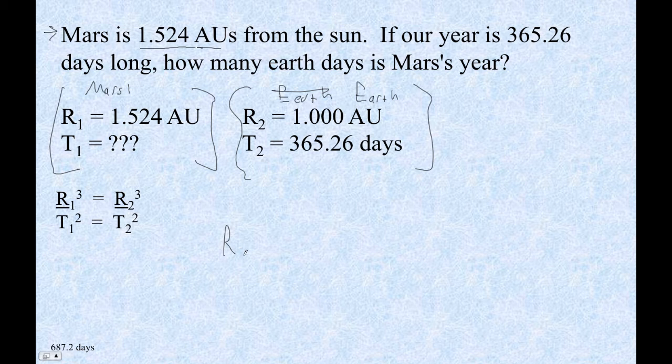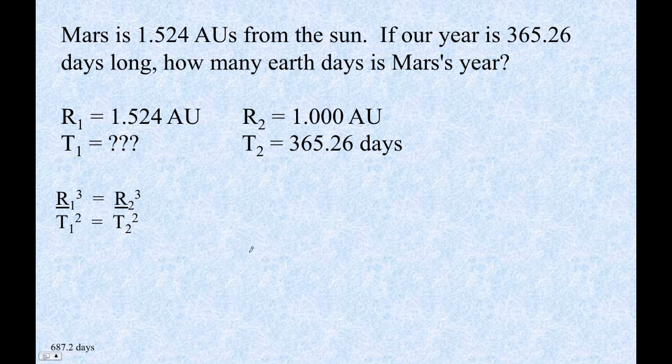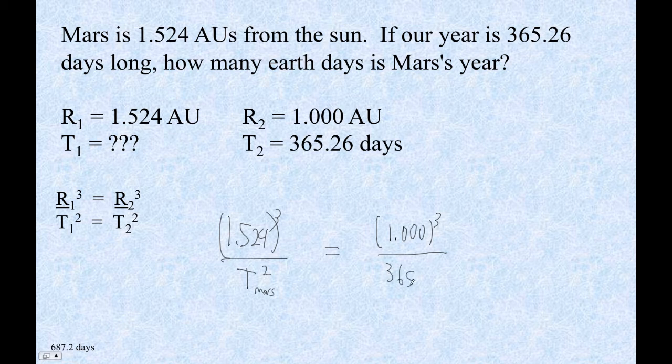So we'll go R of Mars to the third over the period. So we'll go 1.524 to the third divided by the period, Mars's period, squared, and that equals our information. So 1.000 to the third divided by 365.26 squared. All right, here we go.